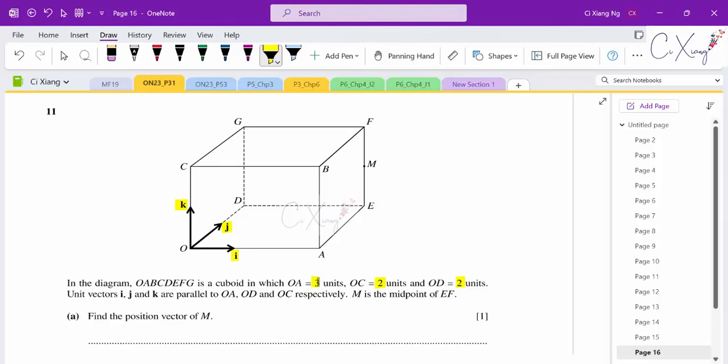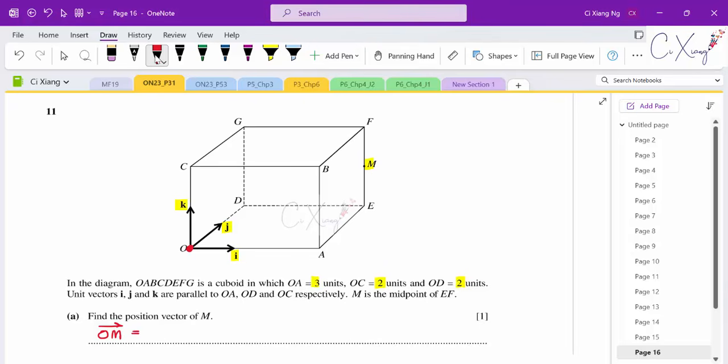Then M is the midpoint of EF. So first question, they want us to find the position vector of M. Position vector means starting from O, so you are looking for the vector OM, starting from the origin O. So what is the OM here? You can start from O; you can see that I have a starting point at O.